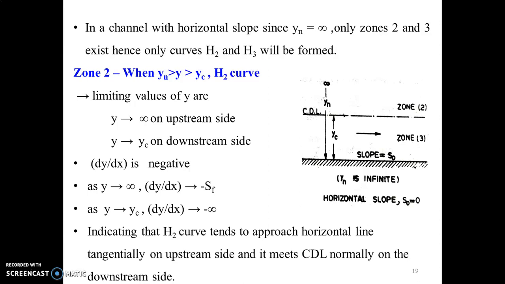Now let's see what are the values of dy by dx when you apply these limiting conditions in the dynamic equation. When y is given the value infinity, then dy by dx equal to minus SF. And when y is given the value yc, dy by dx equal to minus infinity, which indicates that the H2 curve tends to approach the horizontal line tangentially on the upstream side, and it is going to meet the CDL, that is the critical depth line, normally on the downstream side.